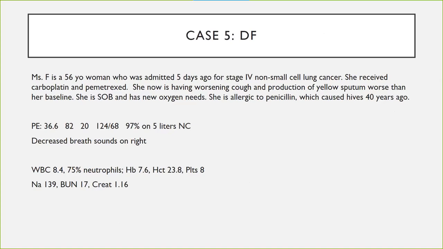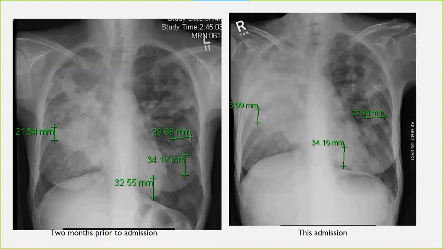Her physical exam is notable for the need for 5 liters of oxygen by nasal cannula, and she has decreased breath sounds on the right. Her white count is 8.4, and she is anemic and thrombocytopenic from her chemotherapy. This is the chest x-ray. She has a little bit of increase in her lung cancer findings, but compared to 2 months ago and this admission, she has a more dense infiltrate on the right side.